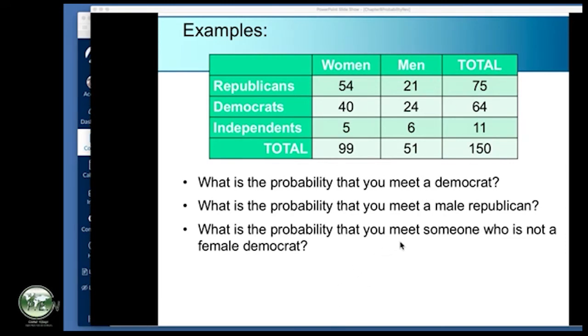What is the probability that you meet someone who is, and this is an important one, not a female Democrat? Not a female Democrat. So how could we count this? You'd subtract 40 from 150. Very good. We look for how many female Democrats there are, which is 40, and subtract that from the total. Rather than try to count all the other groups and add them up, just find what we have and subtract it from the total.